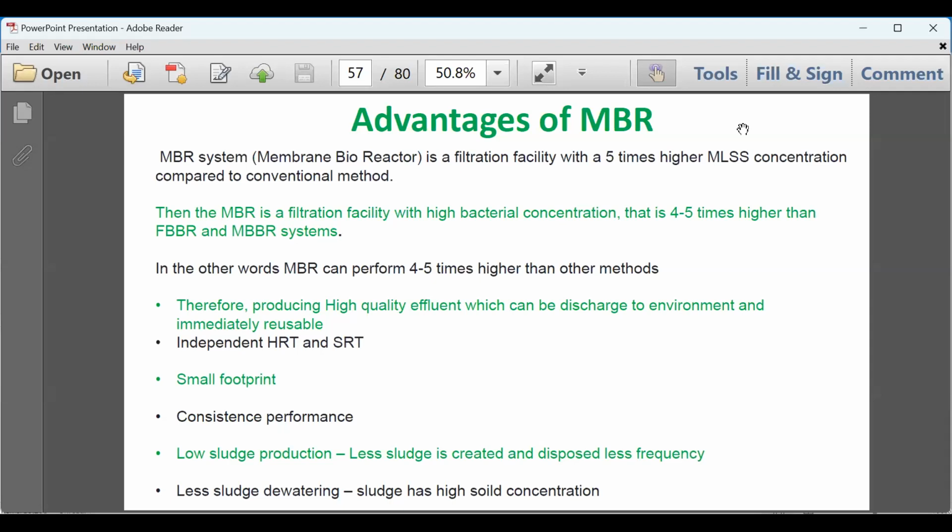Independent HRT and SRT. You know, sludge is completely retained in the reactor tank in MBR. Therefore, unlike conventional treatment, there is no need for flocculation and settling. Settleability relates to retention of liquid in conventional treatment methods. Therefore, this treatment method is independent of HRT and SRT.